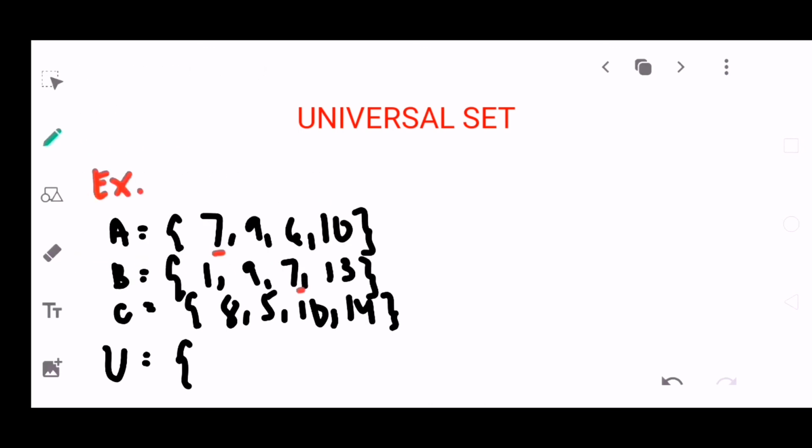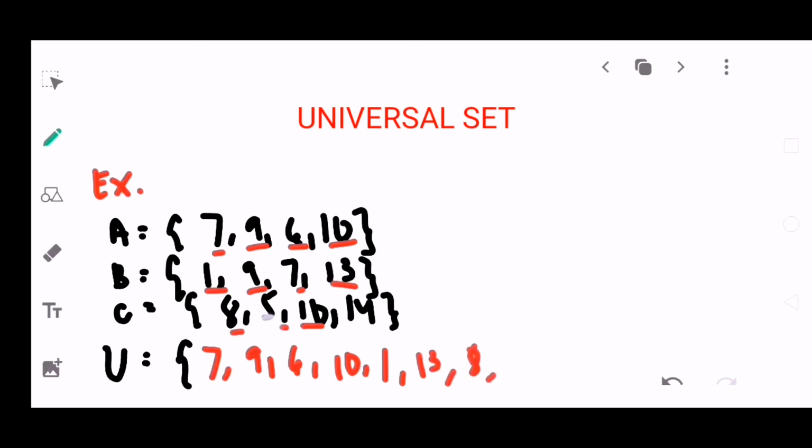So here we have 7, 9, 6, 10, 1, 13, 8, 5, and 14. So this now contains our universal set.